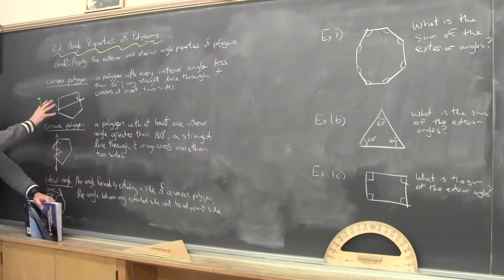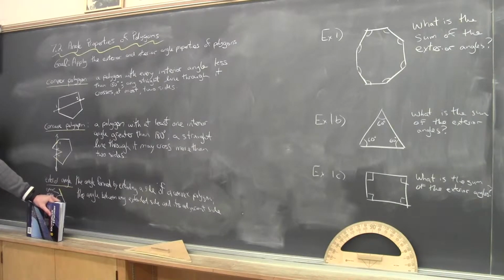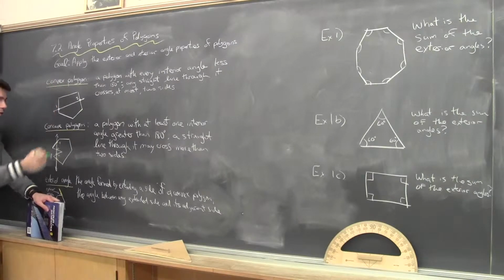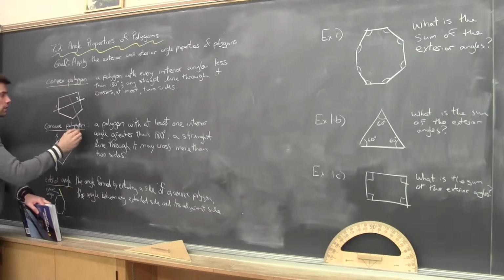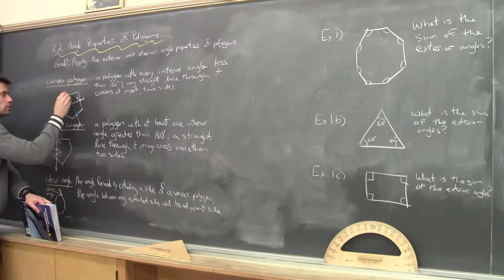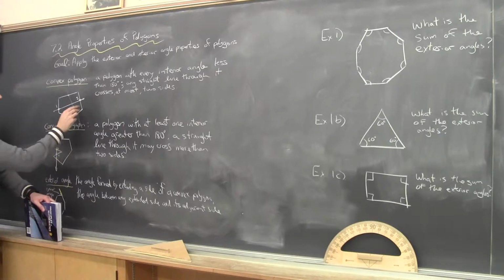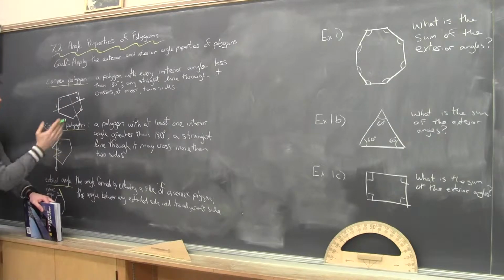For the most part so far, I think up until this point in high school, you've been only dealing with convex polygons. Okay? And the definition of a convex polygon is a polygon with every interior angle less than 180. Any straight line through it crosses at most two sides. Okay, so here's a good example drawing. So if I were to draw any line through here, not just that line, but another line here, I'm only going to touch 2 points. Okay, and there's no angle inside here that's greater than 180. There's no obtuse angles. All right.